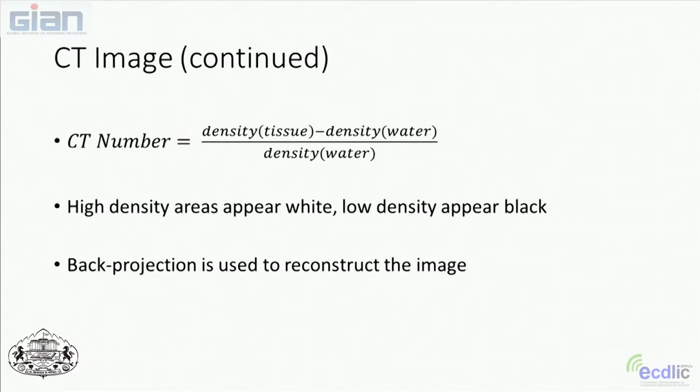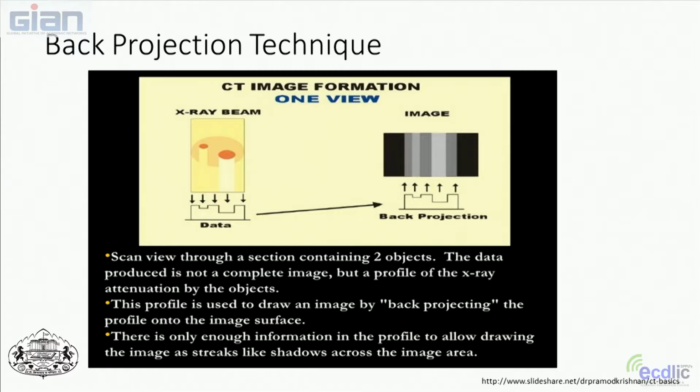And then to reconstruct this image, they use back propagation. So what is back propagation? Okay, the next couple of slides are a little schematic of how back propagation is used. So the scan views a section containing the object. The data produced is not a complete image, but a profile of the X-ray attenuation by the objects. So in one dimension, if we try to image this image on the left, and you just take the first dimension, you'll get something like the image on the right. Right?